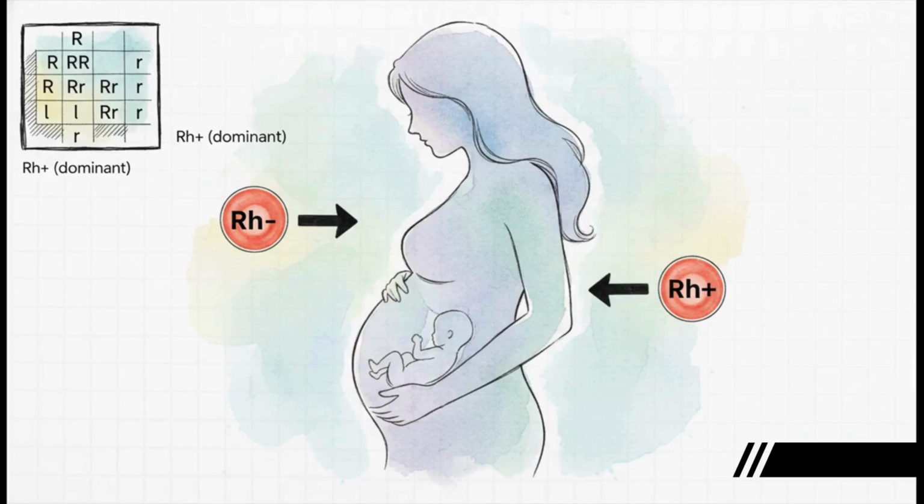Take the Rh factor in our blood. This actually brings us right back to simple Mendelian genetics. Rh positive is dominant and Rh negative is recessive. The genetics might be simple, but its importance is massive, especially during pregnancy, where an Rh negative mother carrying an Rh positive baby can lead to really serious complications.